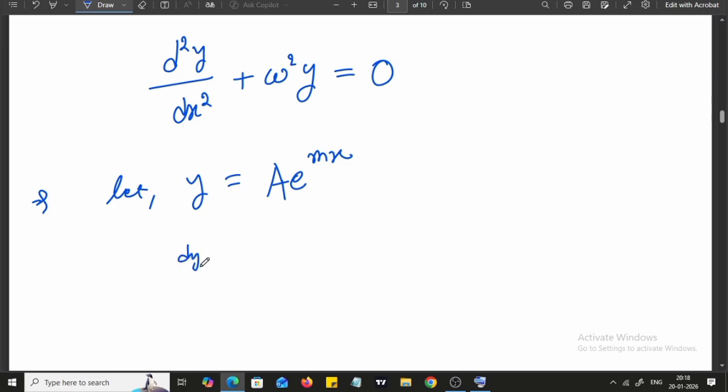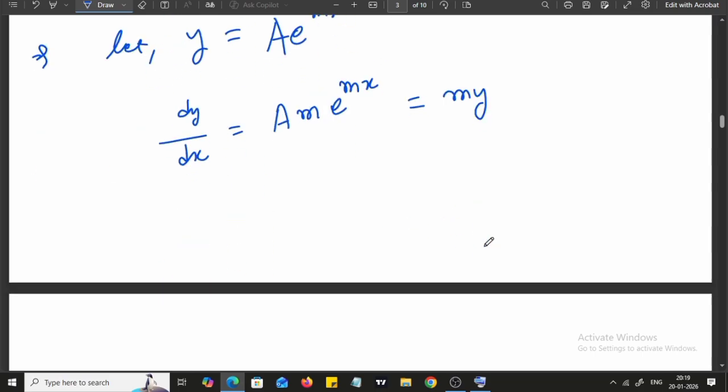Now let's find dy/dx. dy/dx will be, a is constant, so e to the power mx, derivative of e to the power mx is m e to the power mx. So this is nothing but a e to the power mx times m, so it is nothing but my, right? So now let's find d²y/dx².